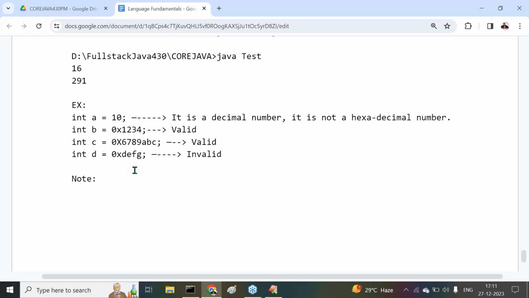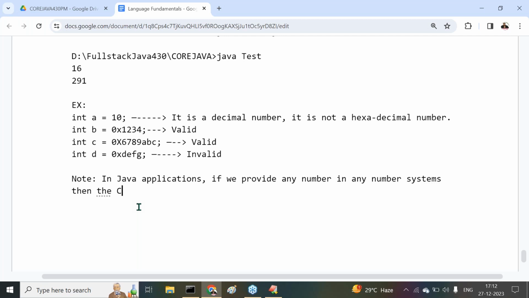The first one is, in Java applications, if we provide any number in any number system, then the compiler will recognize the provided number and its number system.